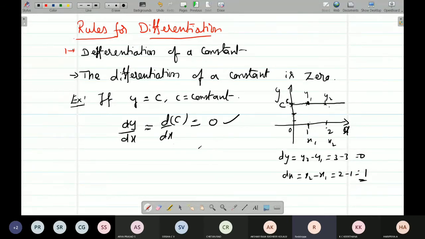Next rule, second rule, we call it the Power Rule. The second rule is given a name called Power Rule. So what does this Power Rule say? There will be two variables x and y. If y is equal to a power of x, then how to find the differentiation is given by this Power Rule. I will give you a mathematical relation here. If y is equal to x power n, where n is an integer.